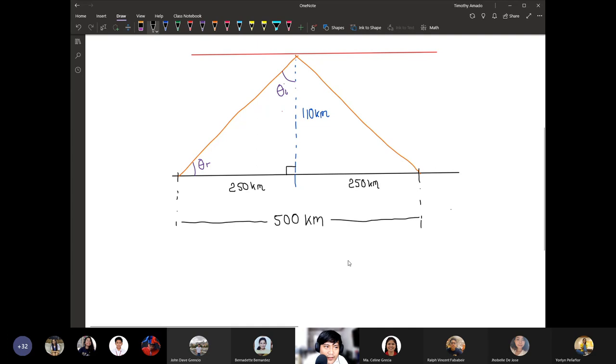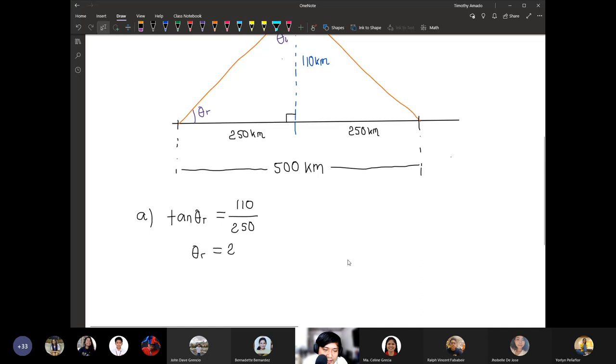So, for part A, how can you solve for theta R? Anong gagamitin natin? Tangent, di ba? Tangent. So, tangent ng theta R is equal to opposite 110 over the adjacent, no, na 250. Okay, so what is theta R? Angle of radiation yung tawag doon. Okay, we have 23.75 degrees.